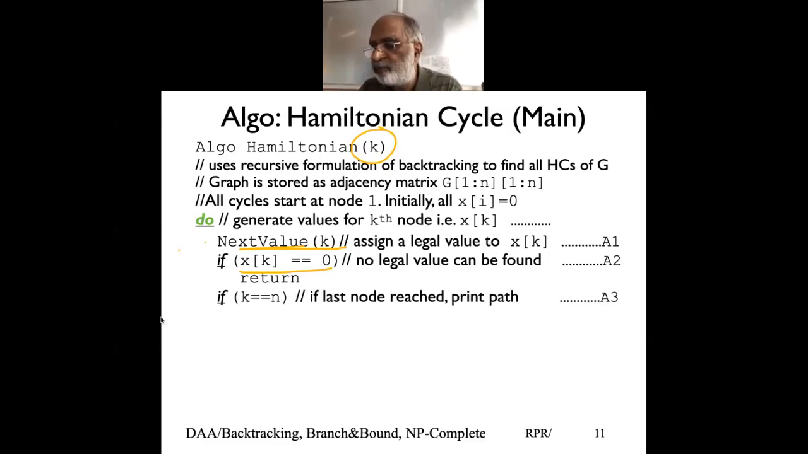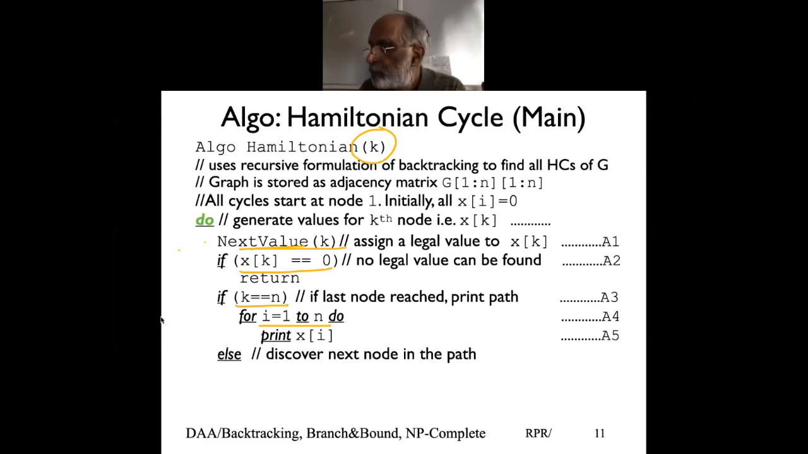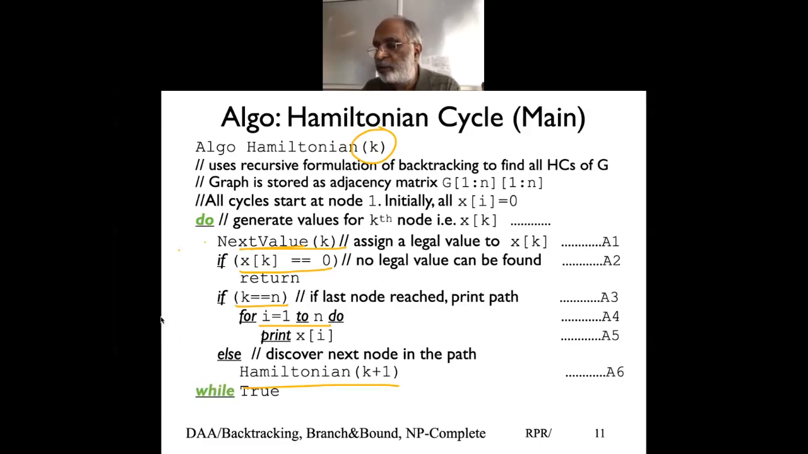If it's not 0, that means we've chosen some vertex. If it is the last vertex, that means we've chosen all the vertices, so we can print the path and get the Hamiltonian cycle, 1 to n, print everything. And if it is not the last vertex, having discovered k, I should now discover the k plus 1th vertex. So call this Hamiltonian cycle again with k plus 1 and continue, and do this till we meet all. The moment we meet all, we return and our job is done.